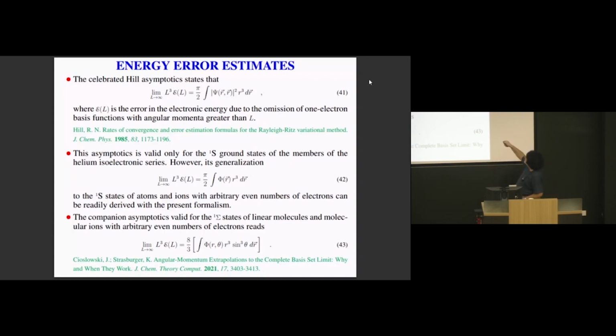And there is this celebrated asymptotics of Hill that gave rise to all kinds of extrapolation schemes in quantum chemistry, like scaling with L to the minus 3 and so on. Of course, with all due respect to Knight and Hill, this is only good for helium-like systems. And people build entire extrapolation techniques based on this, which only works for helium systems. But it turns out when we do our generalization, we get things that work for arbitrary 1s states of atoms.